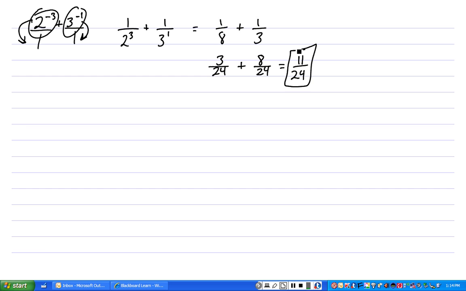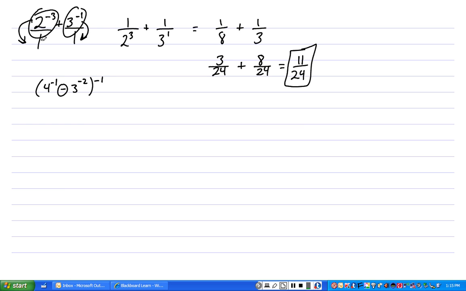Let's look at another one. Let's say we have 4 to the negative 1 minus 3 to the negative 2, all to the negative 1. Now before, we would distribute that negative 1 in all the problems we did when we were doing multiplication and division. But now, because we're doing addition and subtraction, we don't want to do this distribution.